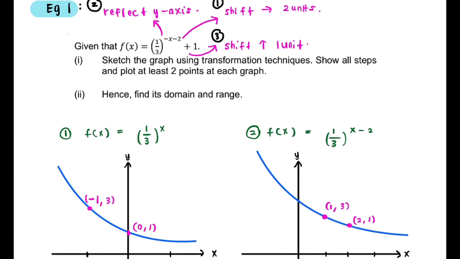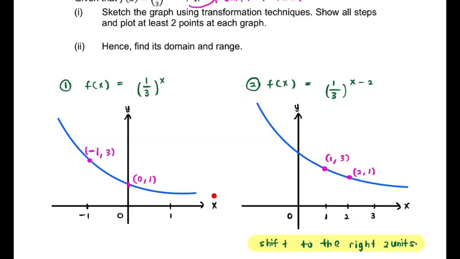Okay, always start with the basic graph. So the basic graph will be f(x) equal to 1 over 3 power of x. If you notice here, your base is in between 0 and 1, so you will have a decreasing graph. And then the compulsory point is (0, 1), meaning that when your x is 0, 1 over 3 power 0 is always 1. Okay, and then the question asks to show at least 2 points on each graph. So choose another 1 point.